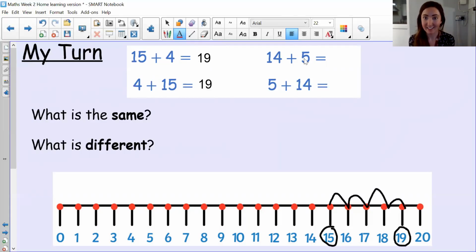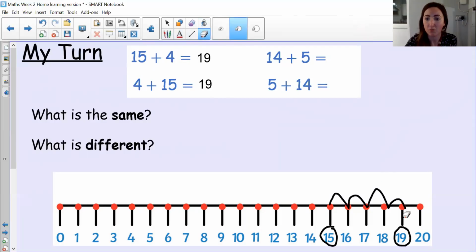So I think that 14 add 5 is going to equal 19, because just like these 2 number sentences, this number sentence includes 1 ten, and then it includes 4 ones, add 5 ones. So I think it's going to be 19, but I am going to check just to make sure. So I'm going to rub this out.